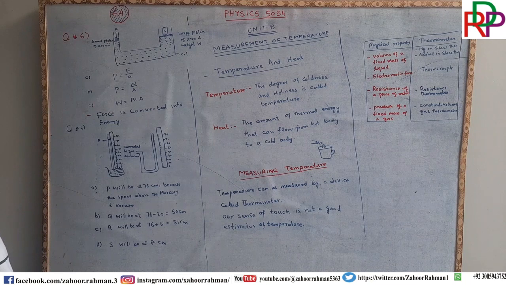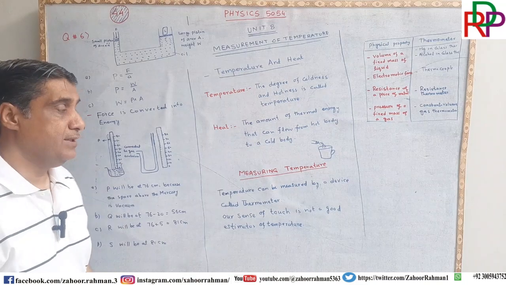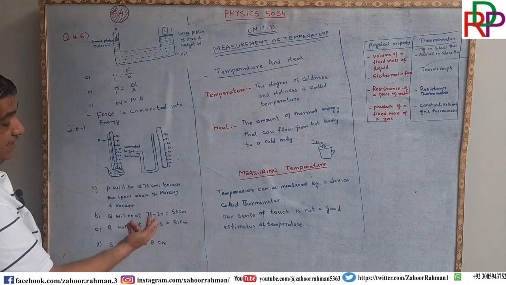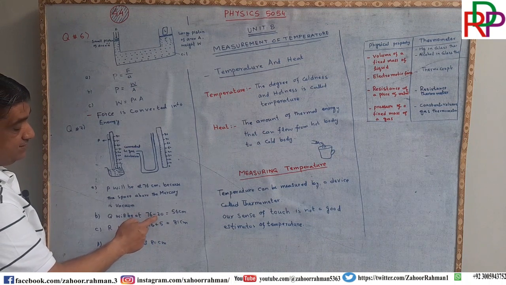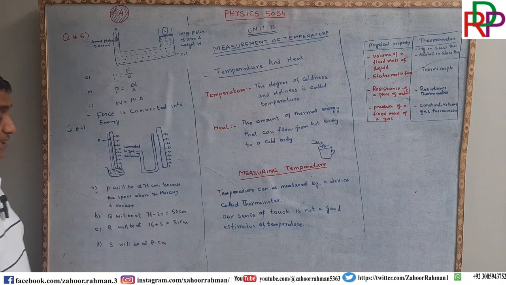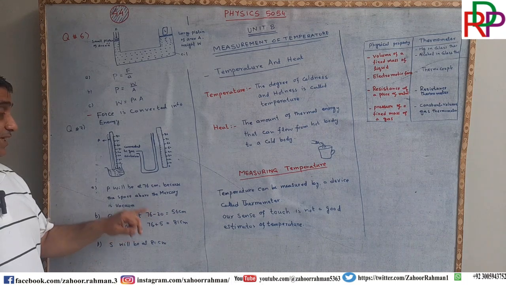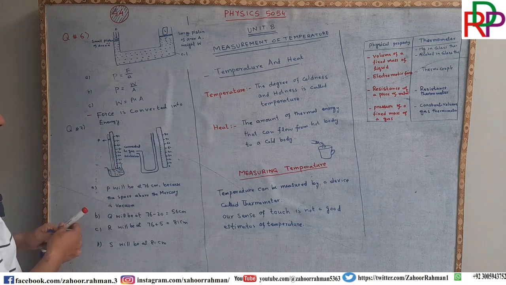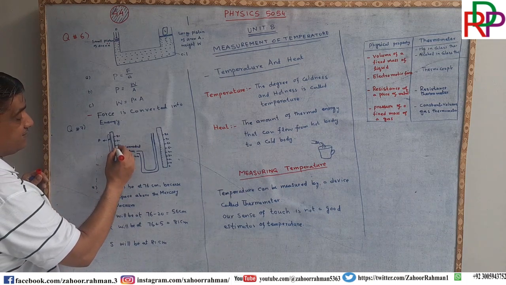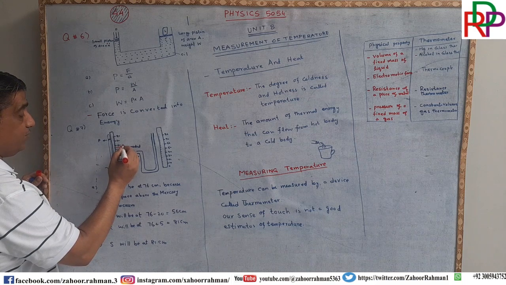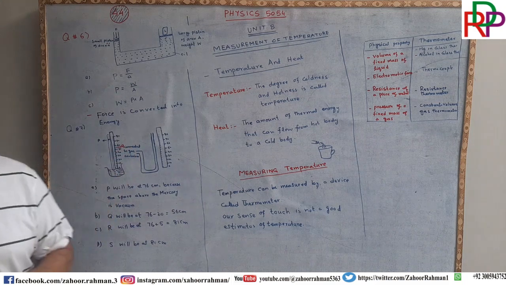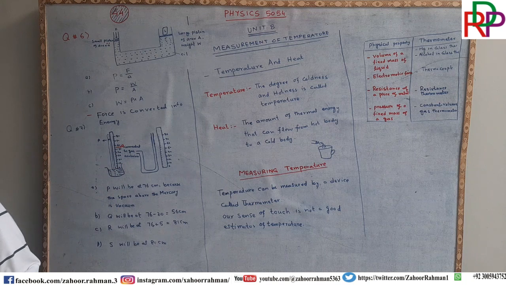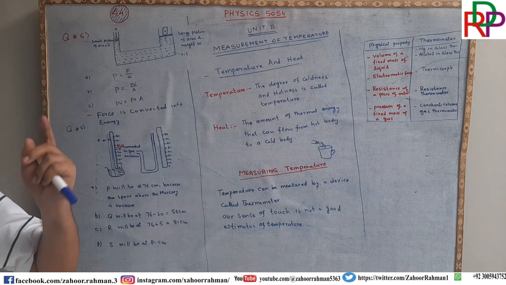And the B part is saying a point Q where the pressure is 20 centimeter of mercury below atmospheric pressure. Ladies and gentlemen, 20 less than atmospheric means 76 minus 20, so 56 centimeter. That will be at 56 centimeter, and that will be somewhere here. That will be Q.